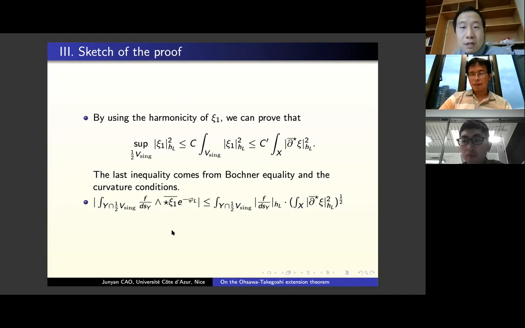But as I explained before, the example of Ohsawa tells us that in general, the L2 norm condition on the small f is not sufficient for us. So the difficulty here is to find some conditions on the small f such that we can find the L2 extension. But in this case, it seems that it's quite difficult to find the right condition on the control of small f.